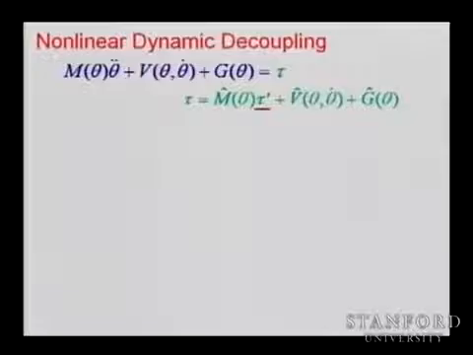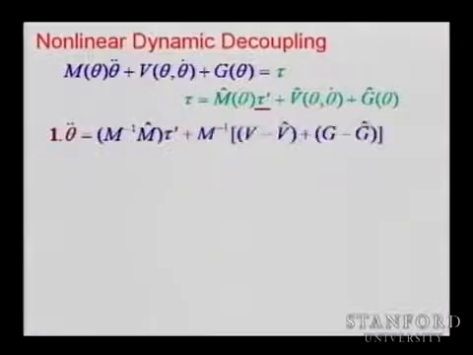So if we select this structure and apply it to the equation, and multiply the whole equation by m minus 1 to bring theta double dot out, what you obtain is m minus 1 m hat torque prime plus m minus 1 times (v minus v hat, g minus g hat). Okay? Suppose that g hat is identical to g, just suppose for a second, and v hat is identical to v. The second term is going to disappear. It will be 0.